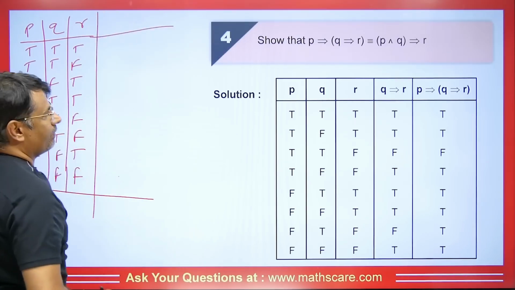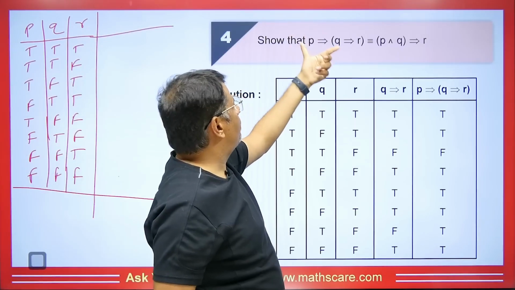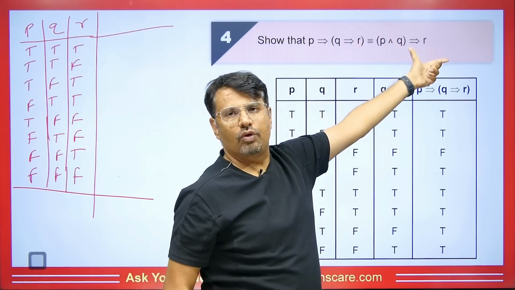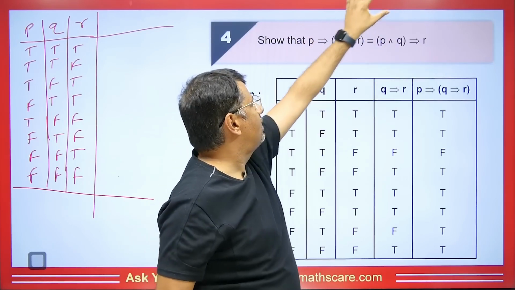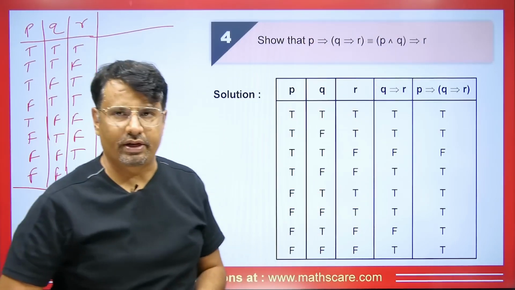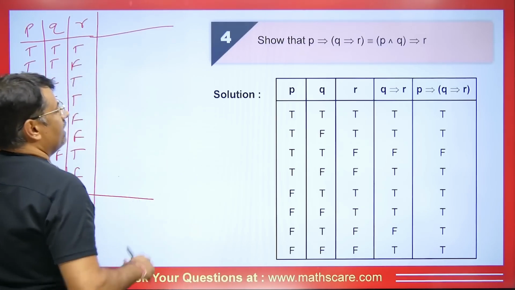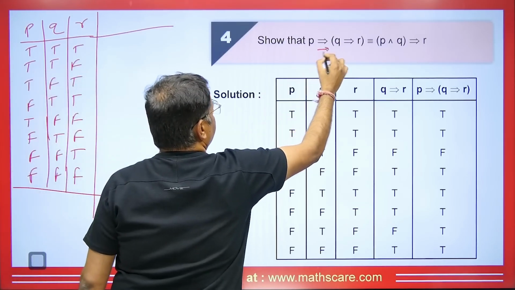Now students, do you know what we have to do next? You have to prove that this is equivalent to this one, right? So first of all, we will calculate the value of this, then we will calculate its value and prove it. So let's do one thing. Remember, this sign is the same, so no need to worry.